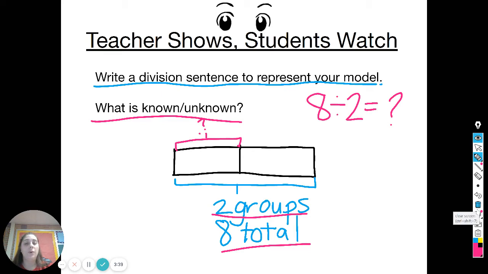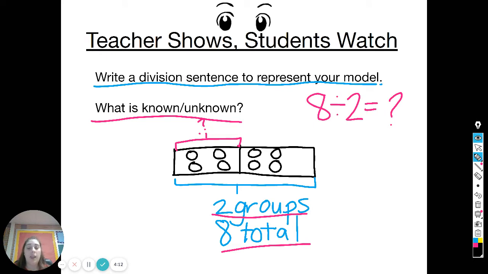Okay, so in order to solve this, what I'm going to have to do is take those 8 crackers and split them evenly between both groups. Okay, 1, 2, 3, 4, 5, 6, 7, 8.